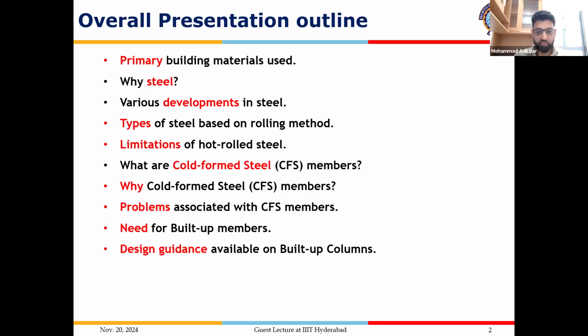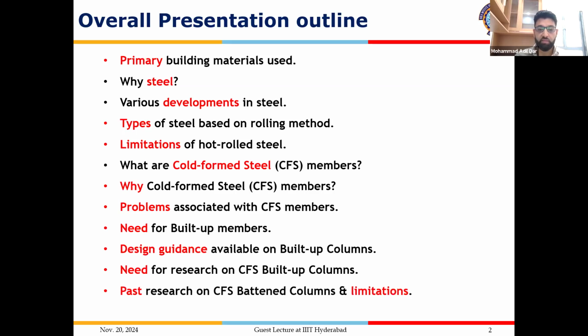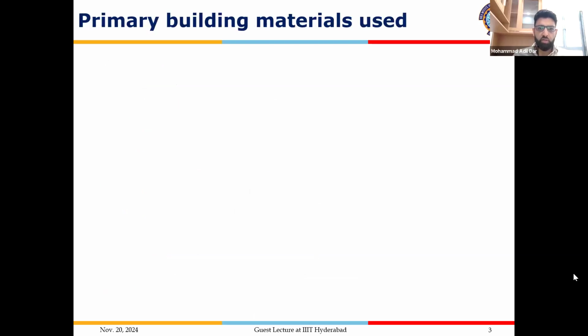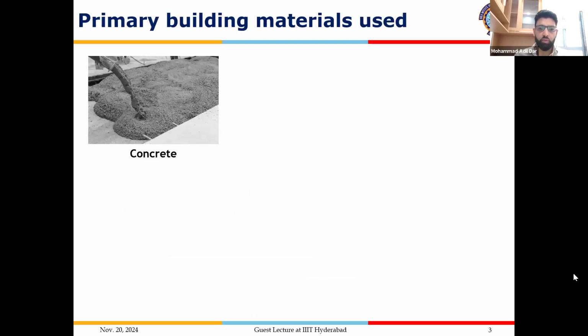Then the design guidance available on built up columns, followed by the need for research on cold formed steel built up columns, followed by the past research on cold formed steel battened columns and limitations. And lastly, the research carried out on cold formed steel battened columns, which paved way for the new improved design guidelines on the same. Now, starting with the primary building materials used, we'll start with concrete.